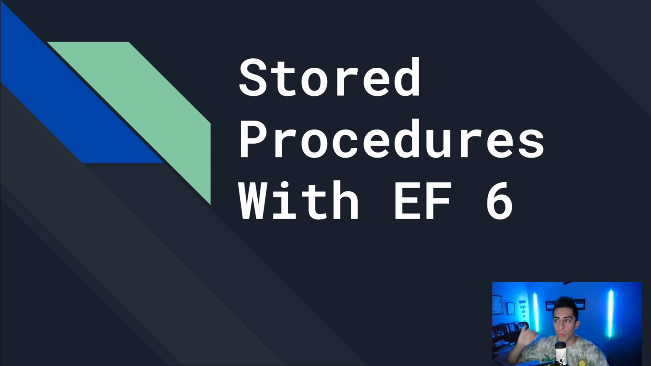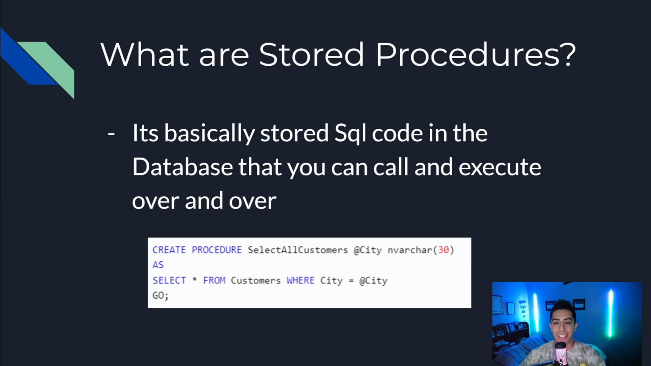Okay, so quickly, I just want to talk about what stored procedures are, how they compare with LINQ, and how they work with Entity Framework 6 and their limitations. So let's dive into that very quickly. What are stored procedures? They're basically stored SQL code that you can reuse over and over and just call, and it'll execute the same thing. It's kind of how you reuse code and make it its own method, and then you just call it from other methods. Basically the same concept, except with SQL code.